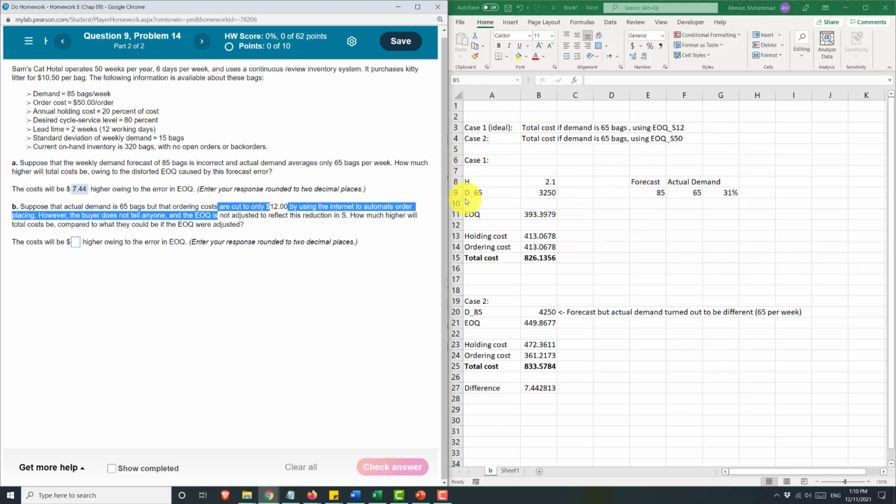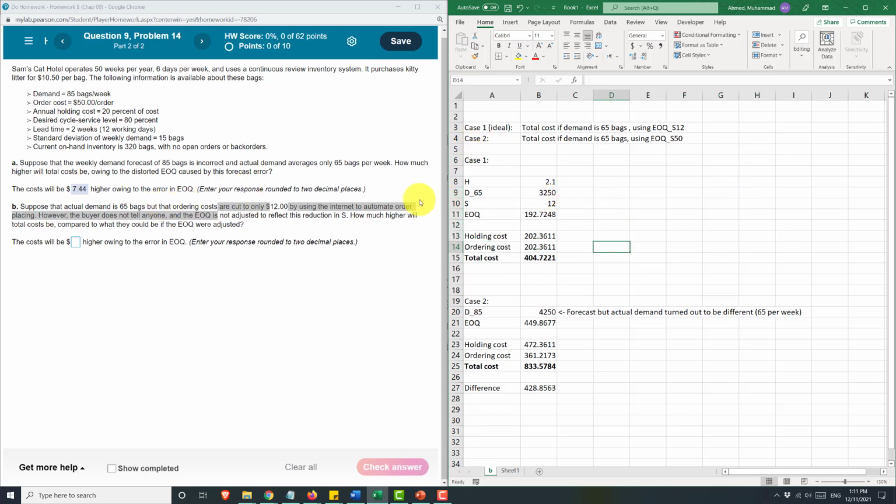Everything is going to be very similar, except we have to change S. So we might want to put S here. S is $12, right? So in the EOQ formula, wherever I put 50 previously, I'm going to replace that with S of $12, to see how reducing the ordering cost reduces my EOQ quantity. And where I have $50, I have to multiply by $12. And so my total cost is much less. So this is the ideal case.